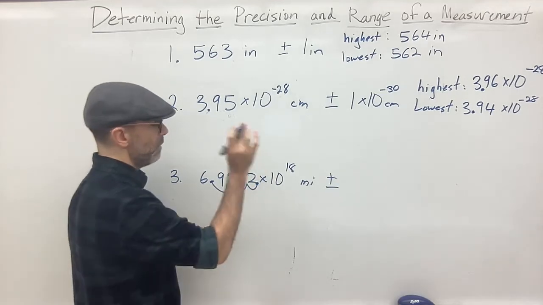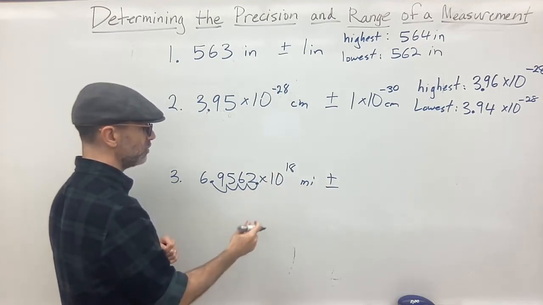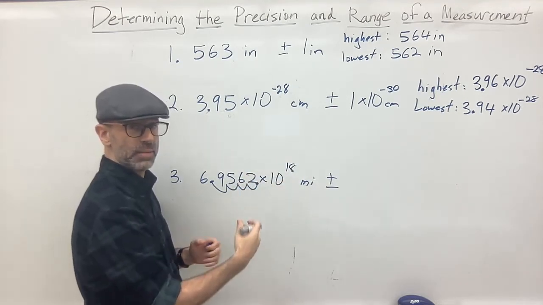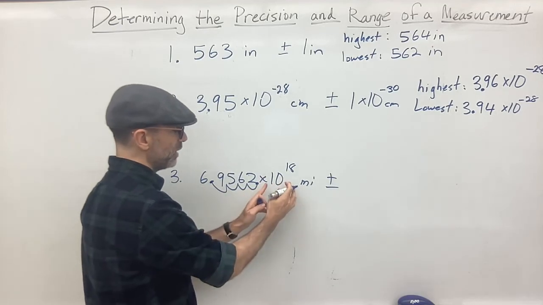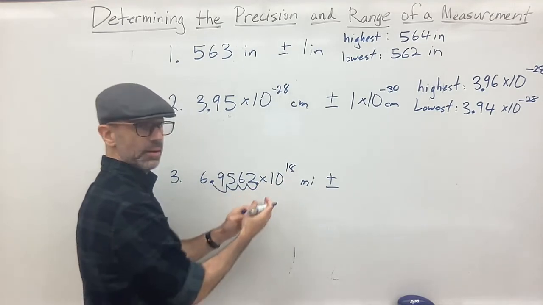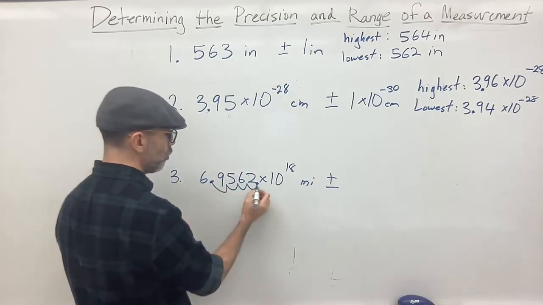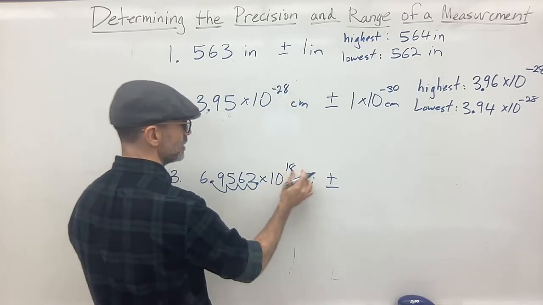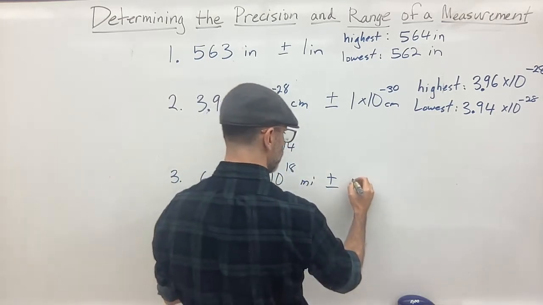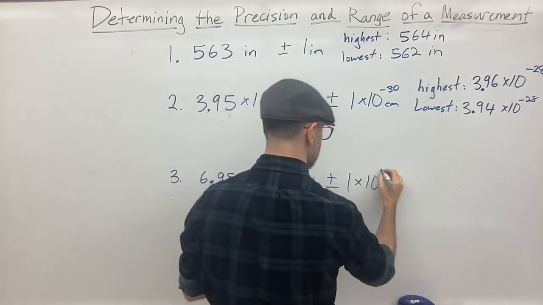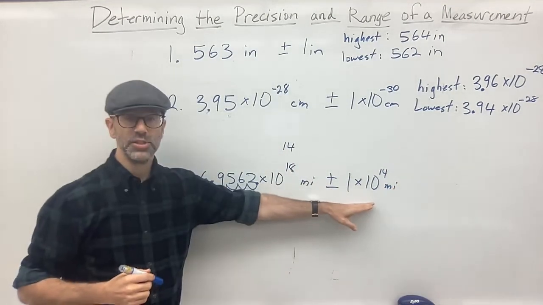That means I have to make this more negative by 4, right? So I'm going to subtract 4 from this since it's positive. So this is going to become more negative, or another way to think about it, less positive, right? Because I'm making this number bigger, I've got to make this number smaller. So since I moved it over to the right 4 times, I've got to decrease this by 4. So that means it becomes 14. So now my precision is going to be plus or minus 1 times 10 to the 14 miles. And so that's the precision.